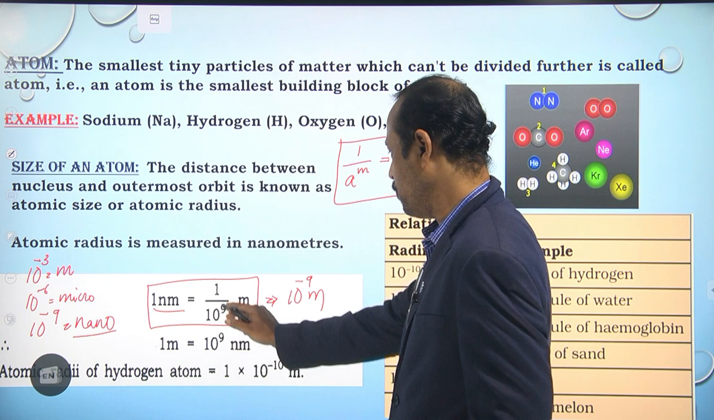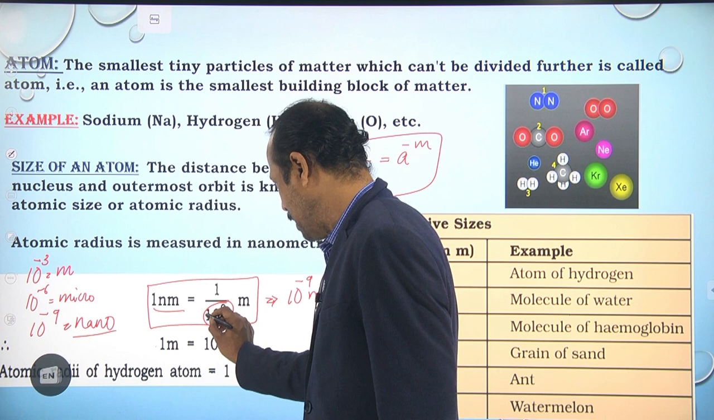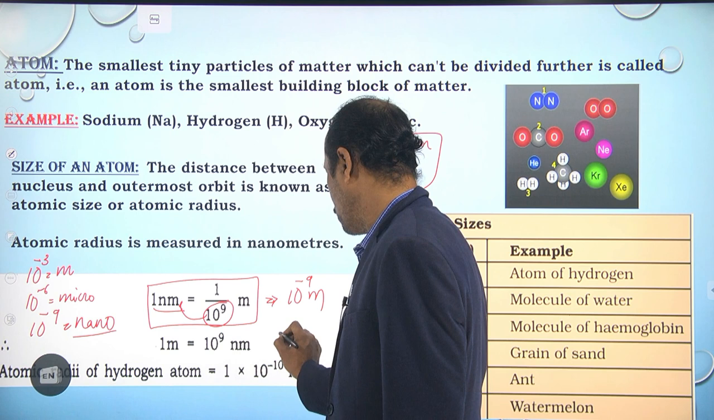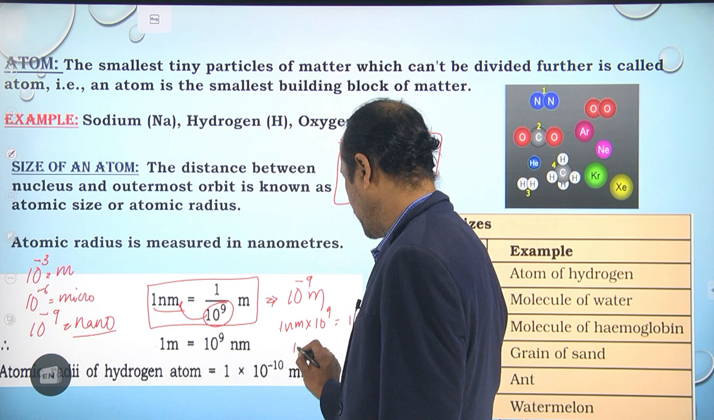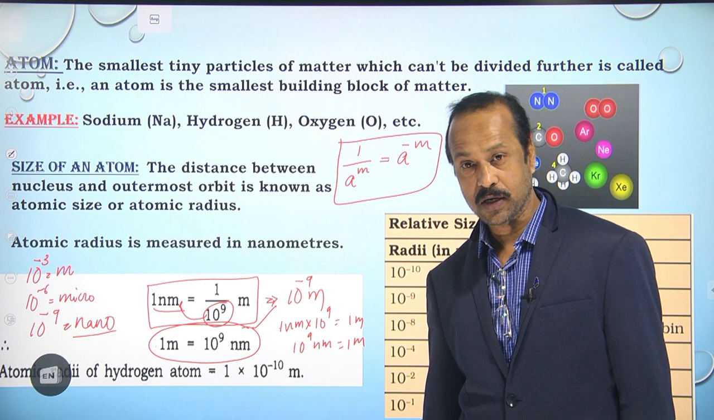Now you can write in this way also: 1 nanometer is equal to 1 by 10 to the power of 9 meters. Here this is in the denominator, so taking it to this side it becomes the numerator. So 1 nanometer into 10 to the power of 9 is equal to 1 meter. So 10 to the power of 9 nanometer is equal to 1 meter. Therefore, 1 meter is equal to 10 to the power of 9 nanometers also we can write. Is this clear to you?